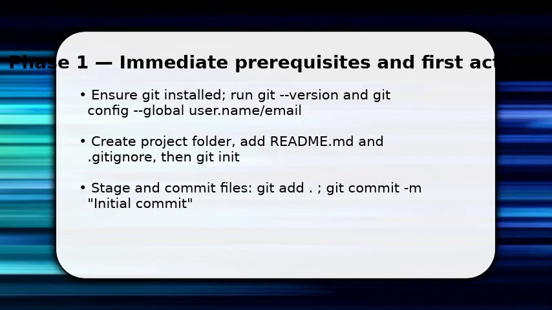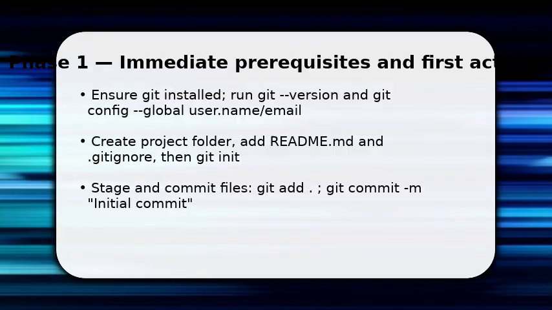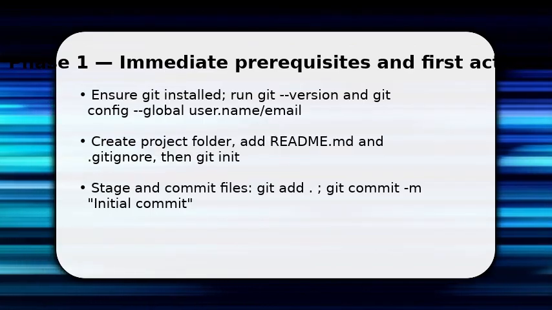After that, stage your files with git add and make an initial commit. This establishes a clean baseline. It lets you link the exact snapshot you'll push to GitHub and avoids committing accidental files.